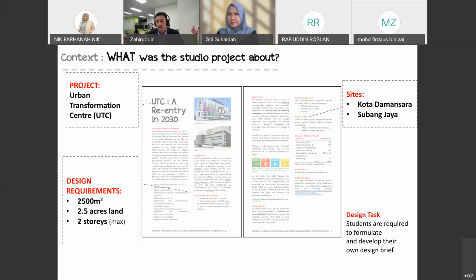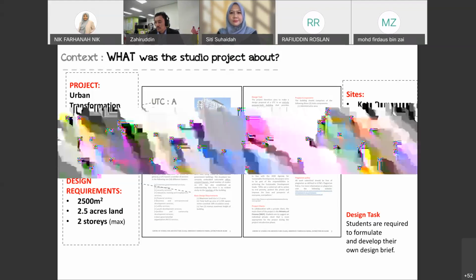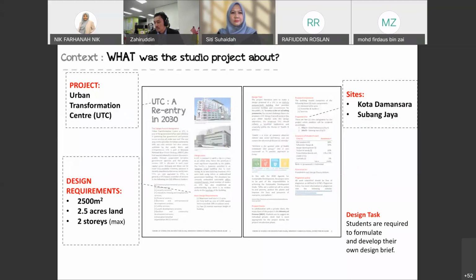The site chosen is just a walking distance to the nearby LRT. This is to promote public transportation to the UTC that is being designed by the government. Now, the task is that because they are in 08, they are supposed to formulate their own design brief. What you see on the screen is roughly what we gave them. They have to come up with their own brief, their own issues, their own concept, and of course their own schedule of accommodation, deciding on their own what the UTC would consist of.